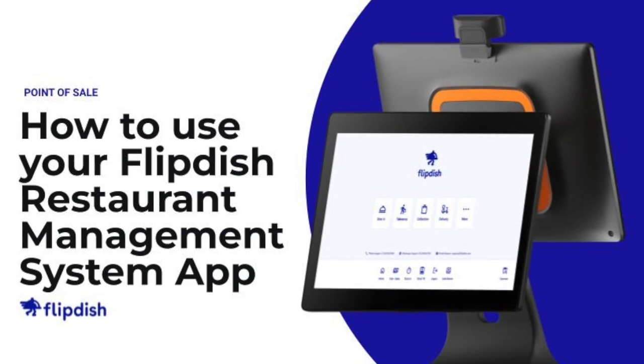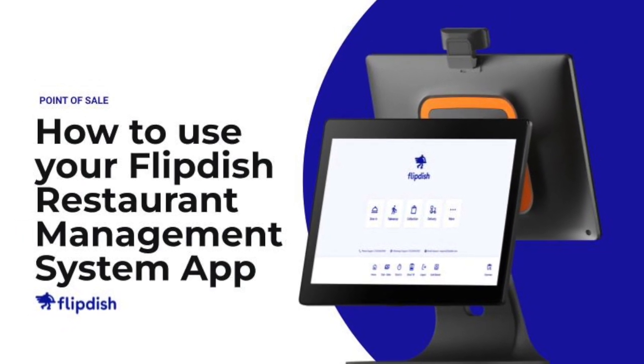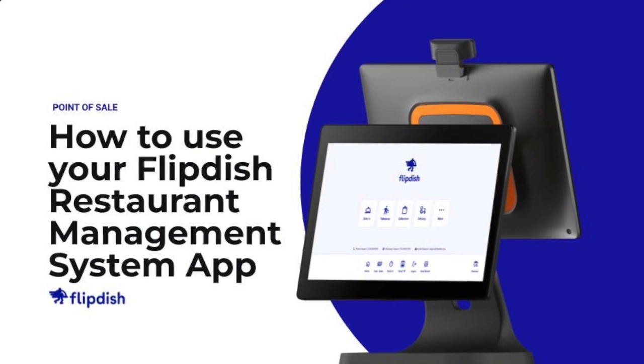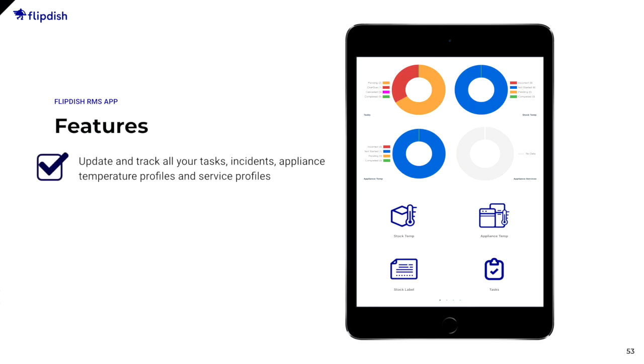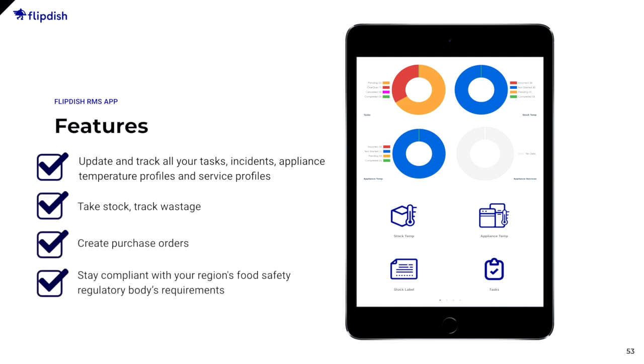How to use your Flipdish Restaurant Management System app, or RMS app for short, with your Flipdish point of sale. The Flipdish RMS app allows you to update and track all your tasks, incidents, appliance temperature profiles and service profiles, take stock, track wastage, and create purchase orders, helping you stay on top of managing your business and stay compliant with your region's food safety regulatory bodies' requirements.